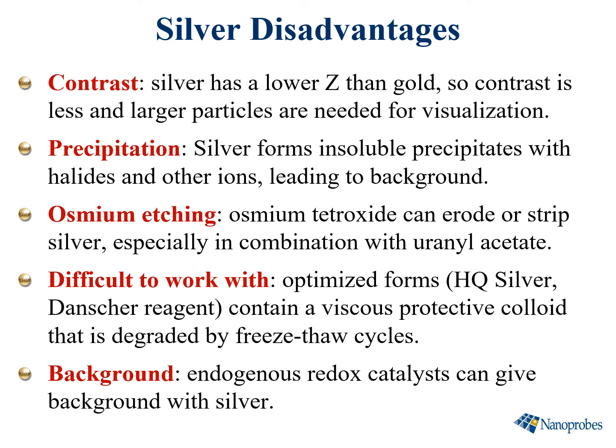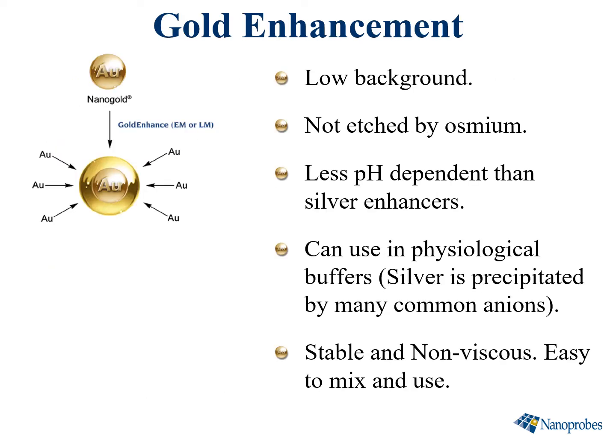And the three-component viscous formulation of HQ silver can make it a little difficult to work with. And the protective colloid can also be degraded by repeated freeze-thaw cycles. And in some cases, endogenous redox catalysts can produce background with silver enhancement. In this case, there is an alternative, gold enhancement. Gold enhancement is very similar to silver enhancement, except that the metal that's deposited is gold, not silver.